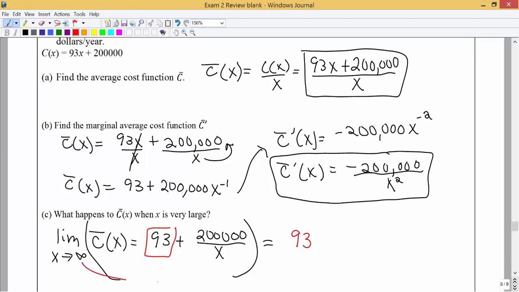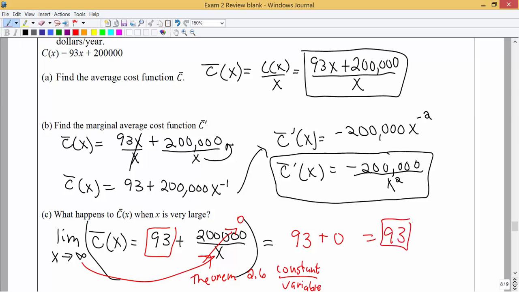For the next term, the limit as X approaches infinity, this is that theorem that we talked about in section 2.6. In section 2.6, we said that if we have a constant on the top of a fraction and we divide it by a variable, and that variable grows to infinity, or grows infinitely large without bound, then this fraction would go ultimately to 0. So 93 plus 0, 93. So what this is saying is that as X grows without bound, the average cost of each desk approaches $93.